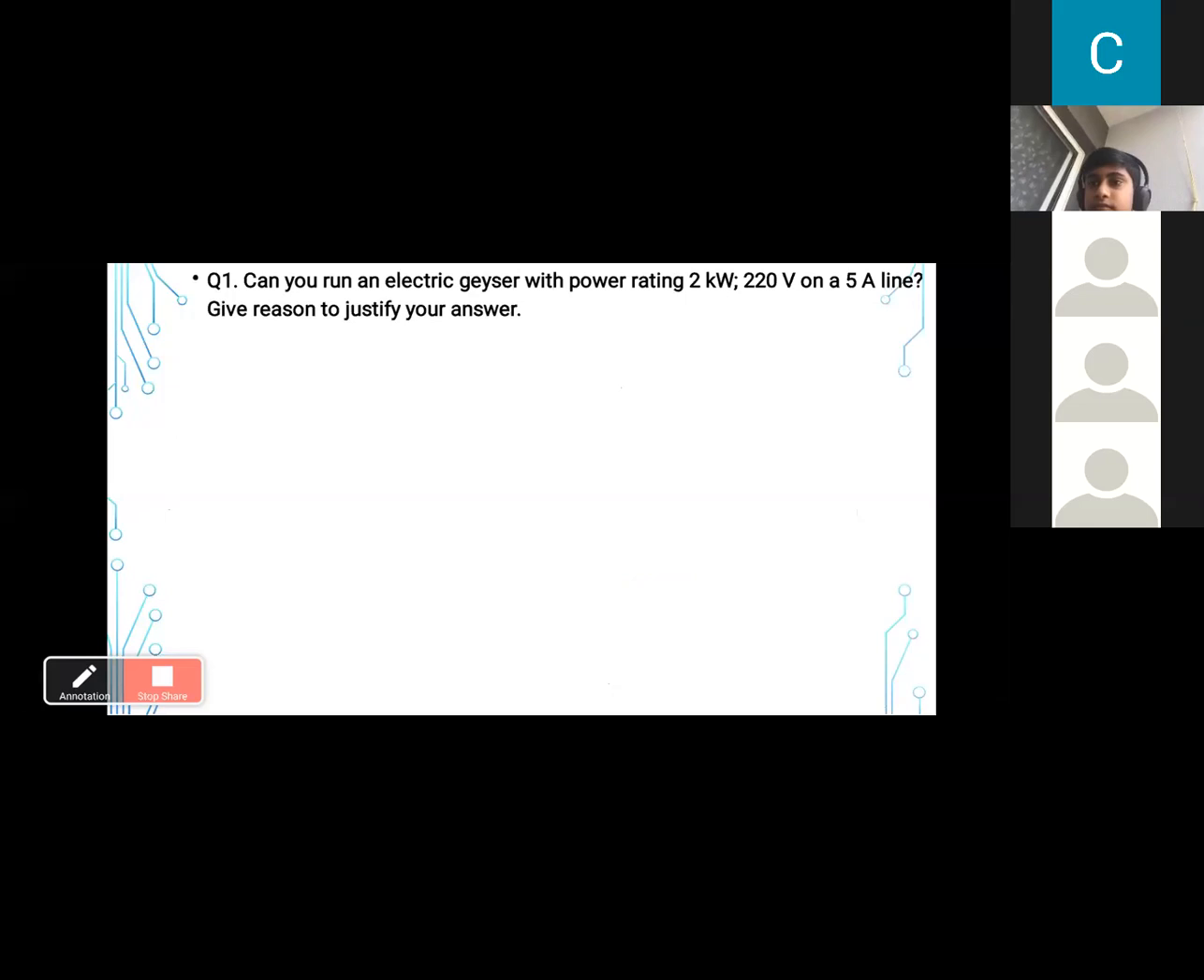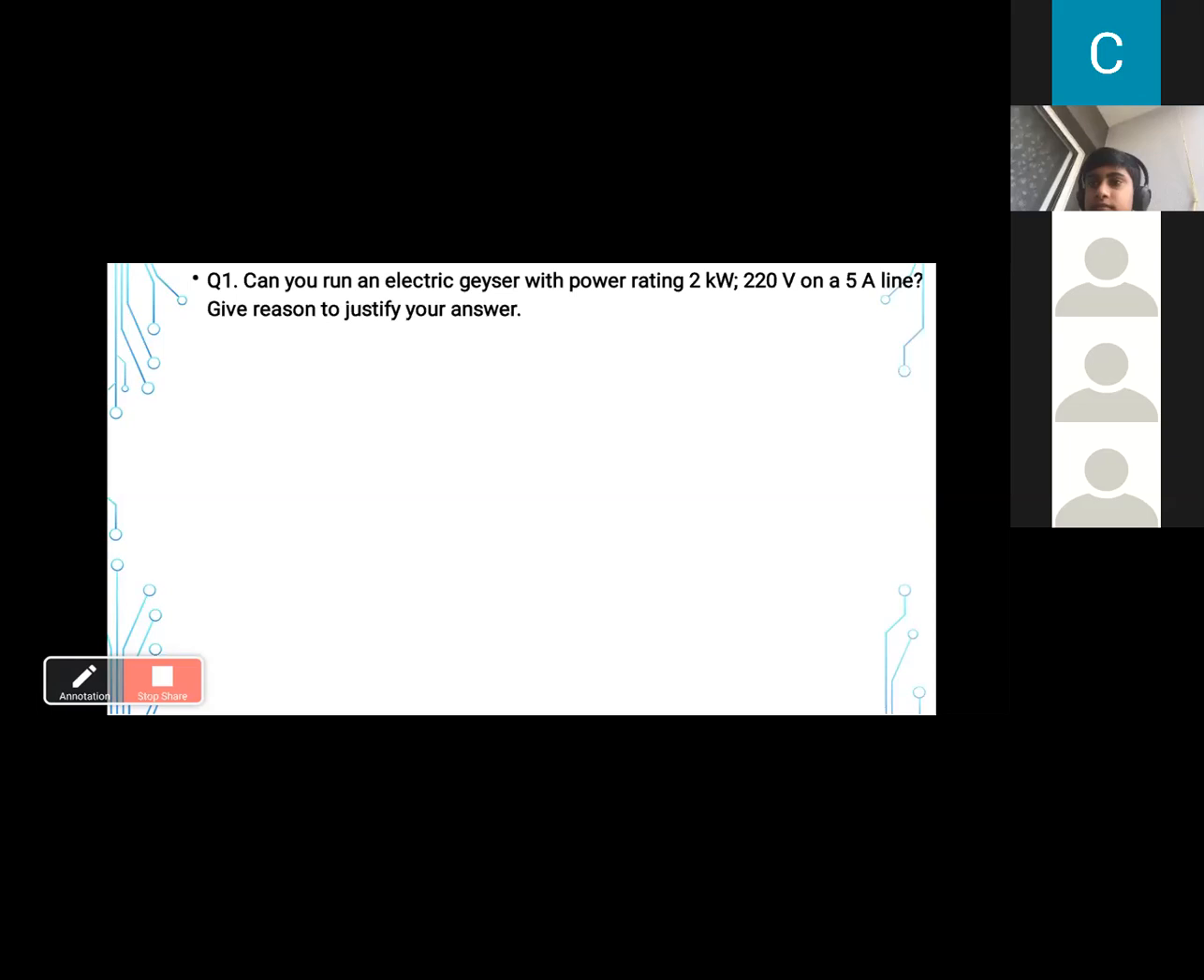Rating of the line is what? 5 ampere. That means the maximum current a line can draw is 5 ampere. It cannot draw more current than that. And they're asking, can we run a geyser on this line? The geyser power and voltage is given to you. So what are we going to find here?